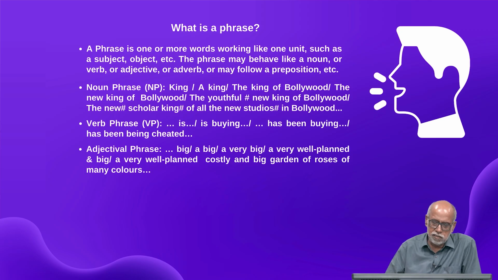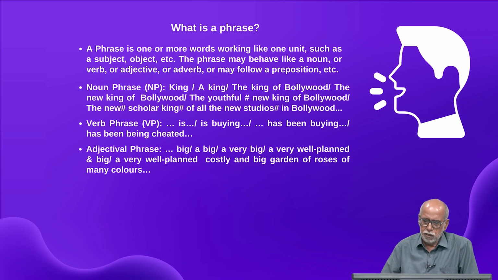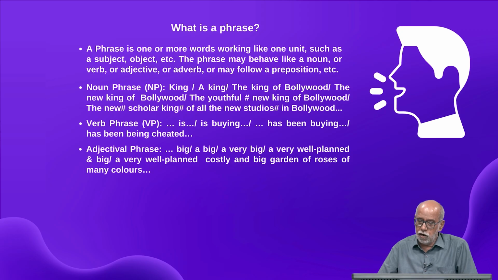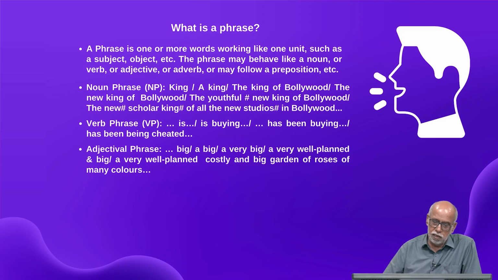Similarly, there can be an adjectival phrase, of one word or many words. So big is an adjective. A big is also an adjective. A very big is also an adjective. A very well planned and big is also an adjective. A very well planned, costly and big garden of roses of many colors.